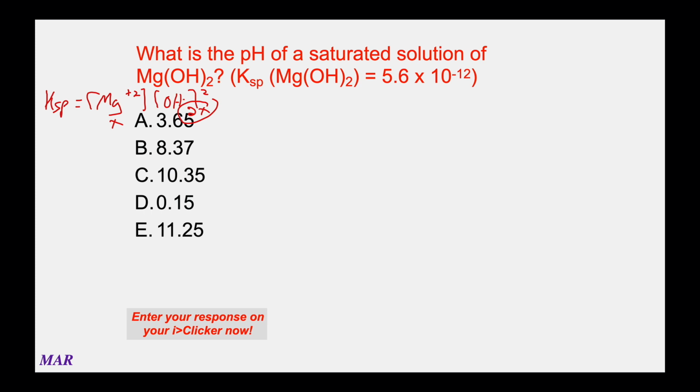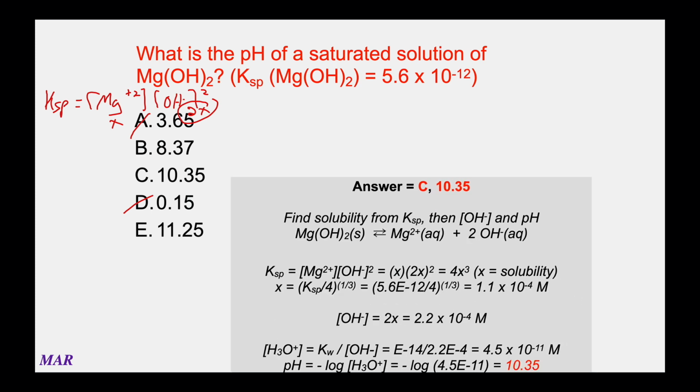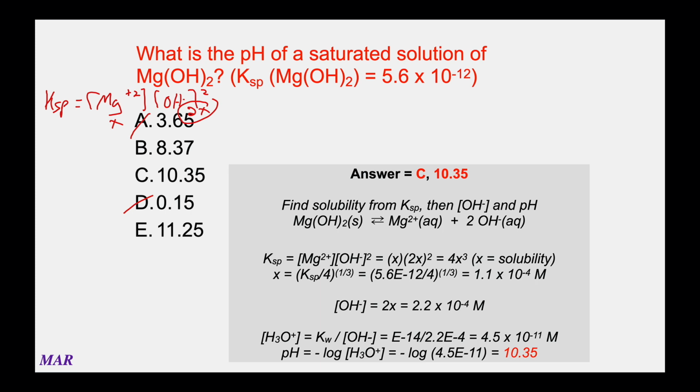Right away, though, you can automatically disqualify answers A and D. Those are both pHs. If they were pHs, that would be acidic, and that doesn't really make any sense. Hydroxide is a base former. It should have a basic pH. So anyway, here's all of the math.